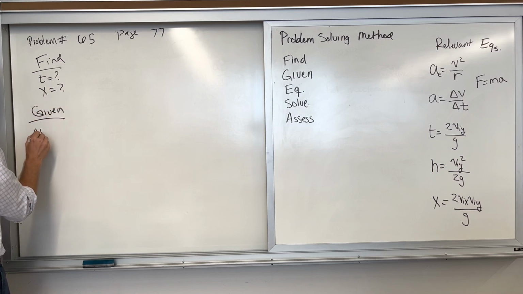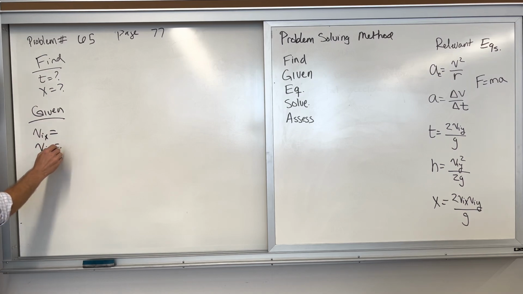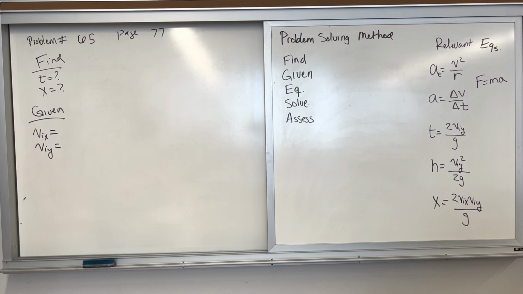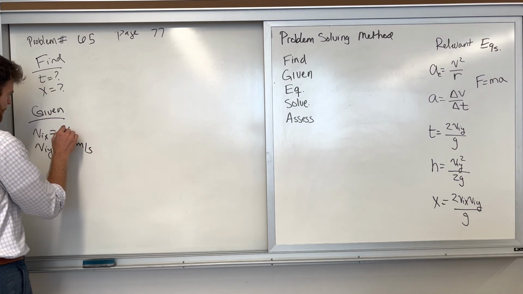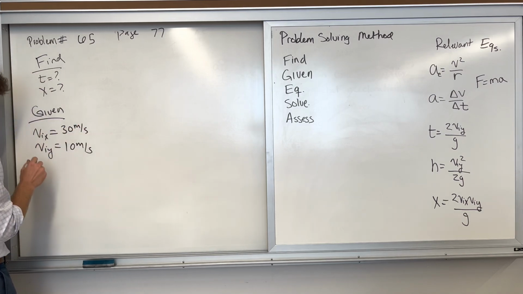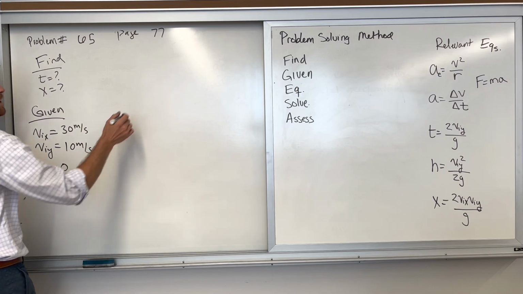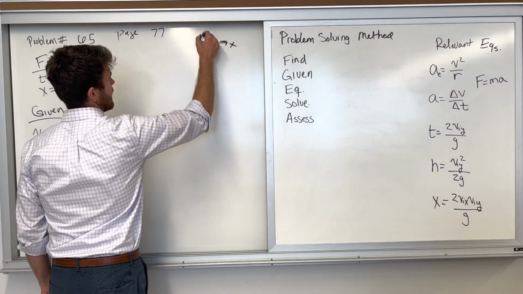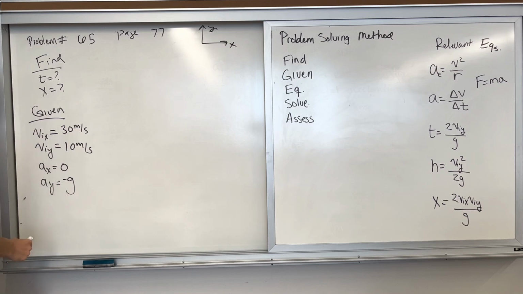Given its initial velocity in the x direction and its initial velocity in the y direction. So initial velocity in the x direction is 30 meters per second, in y it's 10. What's known or assumed is acceleration in the x direction is 0, and acceleration in the y direction is, let's say, negative g. I'm going to make this a positive x and that a positive y, so down is negative, so g is negative.